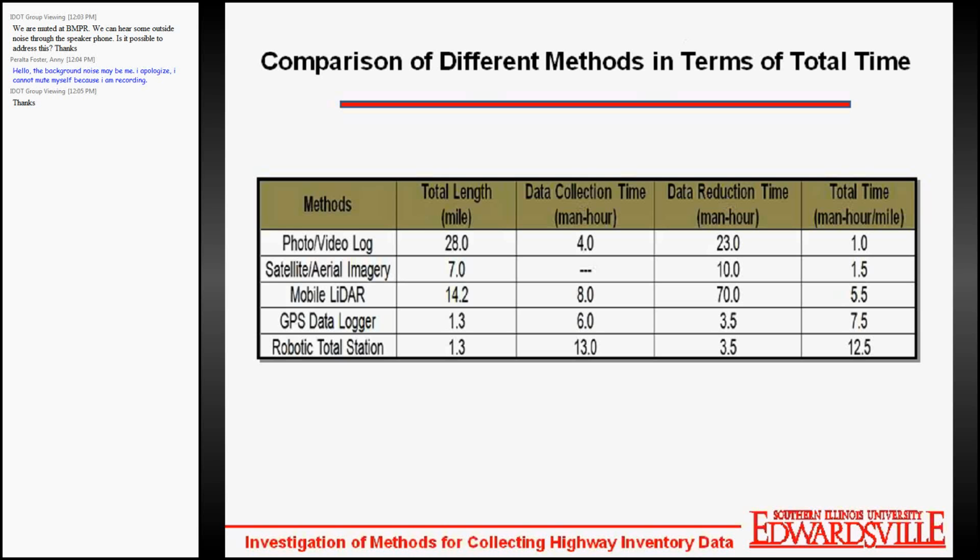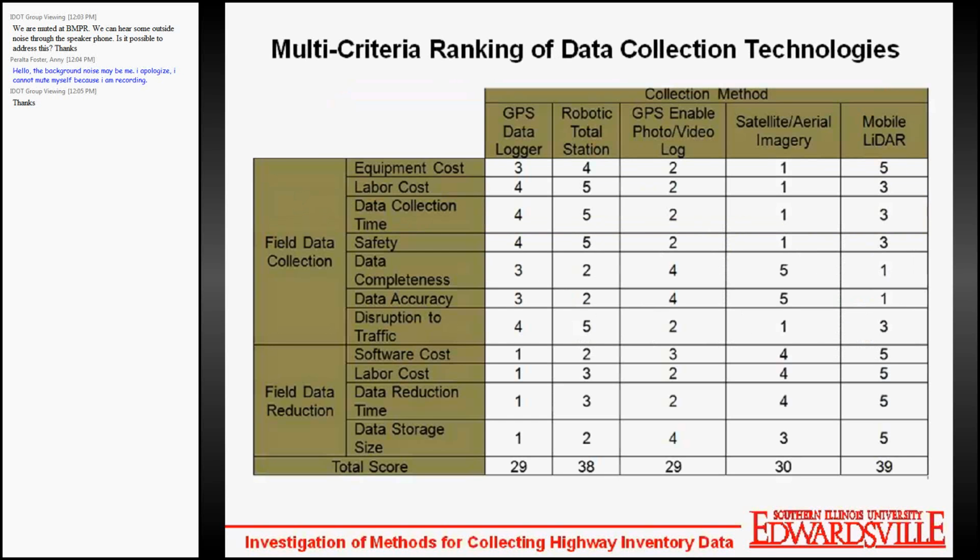Based on the results, we found the photo video log total time is probably 1 man-hour per mile. That's the time required to collect all the data we need. Satellite imagery is 1.5 hours per mile, and mobile LIDAR is 5.5 hours per mile. The GPS data logger and the robotic total station are the two highest ones, at 7 hours per mile and 12.5 hours per mile.